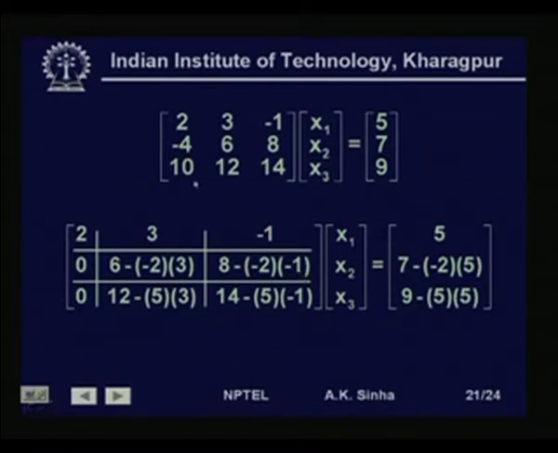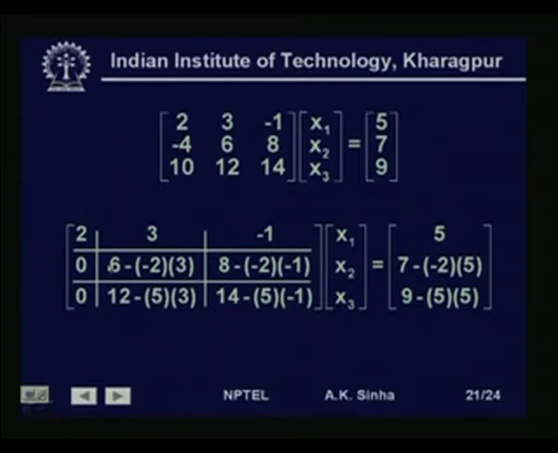Then again, for eliminating this we have to multiply this by 10 by 2, that is 5. So, multiply this equation by 5, then we get 10, here we get 15, here we get minus 5. When we subtract it from this we get 0 here, then 12 minus 5 into 3, and this is minus 1 into 5. So, here we have 14 minus 5 into minus 1. So, this is what we get.